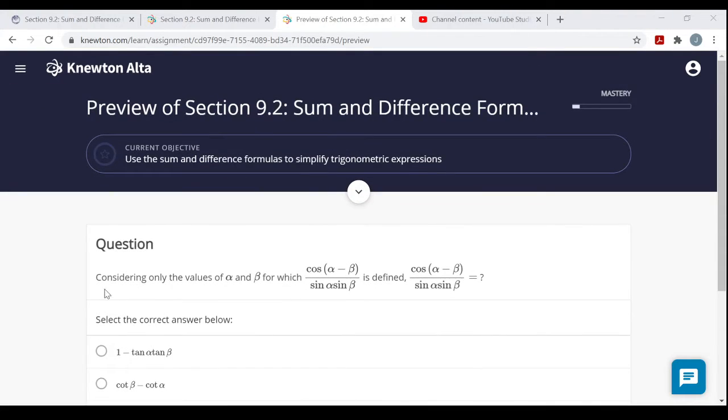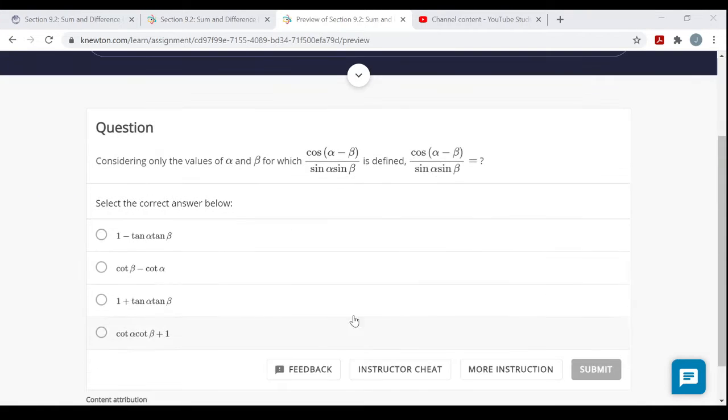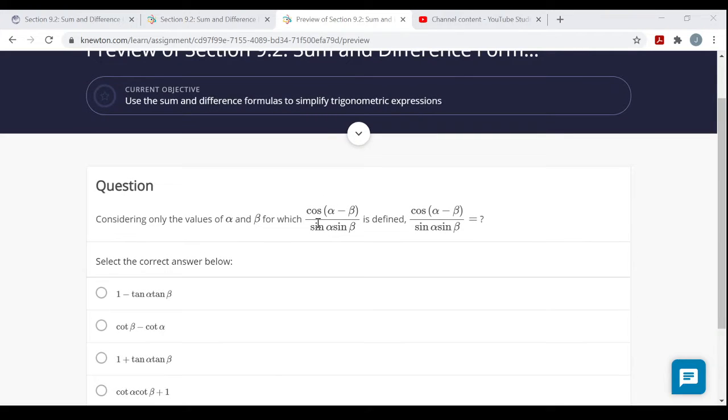So what we're asked to do here is, considering only the values of alpha and beta for which the cosine of alpha minus beta, the cosine of a difference of two angles, divided by the sine of alpha times the sine of beta is defined, simplify it. Simplify this expression into one of these. So in order to do that, we need to know the cosine of a difference formula.